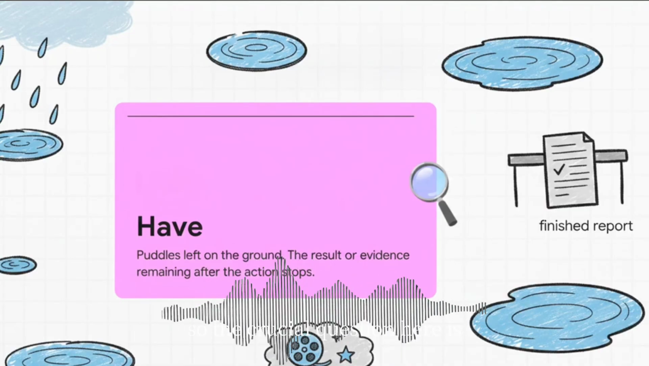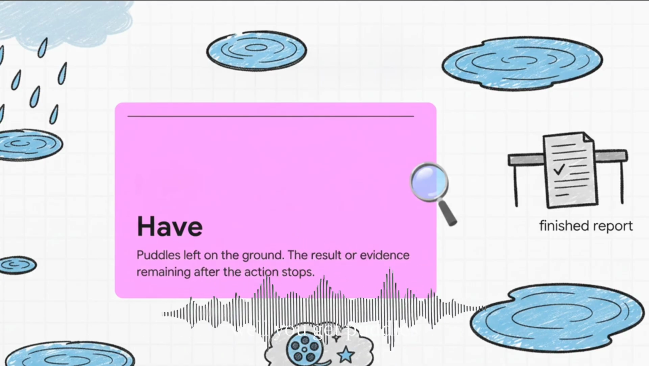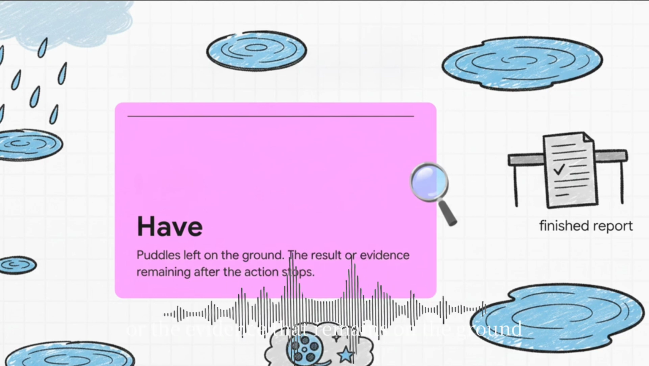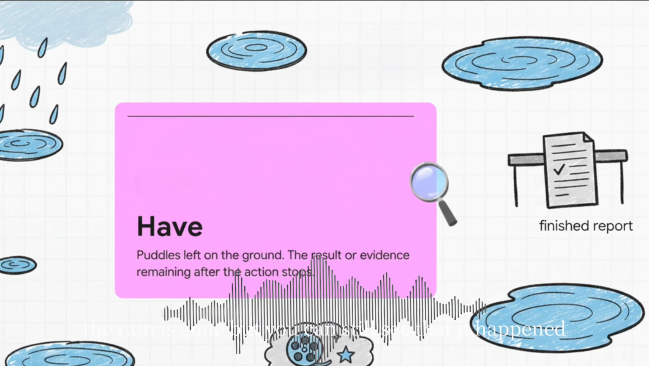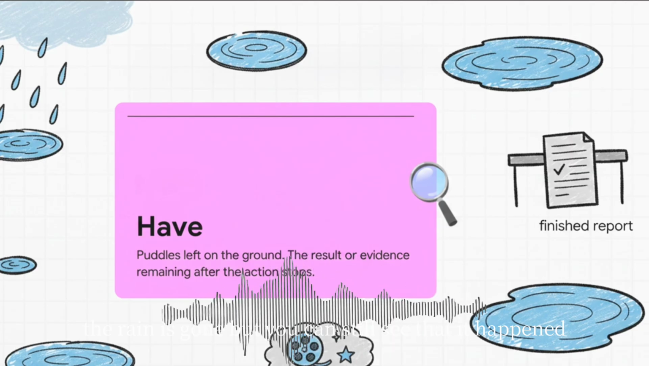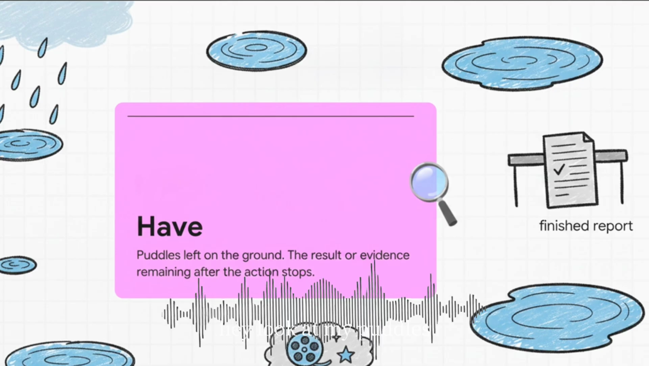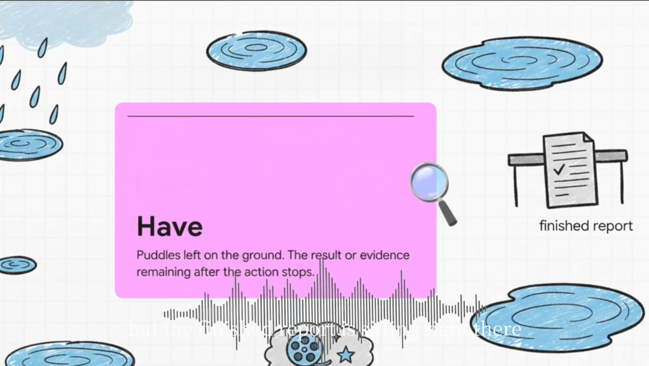So the crucial question here is, what happens after the rain stops falling? Well, you get puddles. The have stage shows the result or the evidence that remains on the ground after the action has totally ended. The rain is gone, but you can still see that it happened. For example, if you say, I have finished, you're basically saying, hey, look at my puddles. The action of working is over, but the finished report is sitting right there.